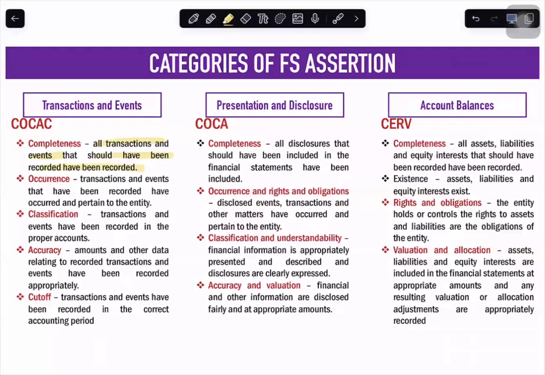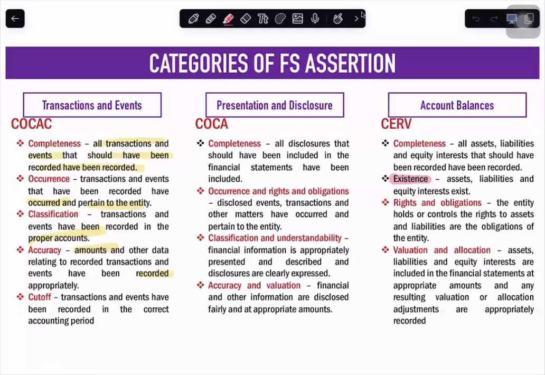Next, we have occurrence, that the transaction or event really occurred and it pertained to the entity. And then we also have classification, that the particular transaction or event was properly classified or accounted for. And then accuracy, whether the particular transaction or event as to amounts are accurately recorded. So the amounts are accurately recorded. And then cutoff, whether the transaction or event was properly recorded in the proper time frame. So whether it is this year or whether it is for the next period.